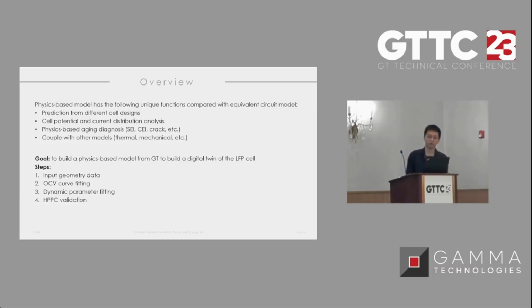So our goal, in this project, is to develop a physics-based model from GT to build a digital twin of the LFP cell. And the steps I'm going to present today include these four parts. The first one is to input the geometric data of the cell. The second is to fit for the OCV data. And third is to fit for the dynamic parameters. And the fourth is to get the HPPC data into the model, which is only used for validation. It's not used for fitting.